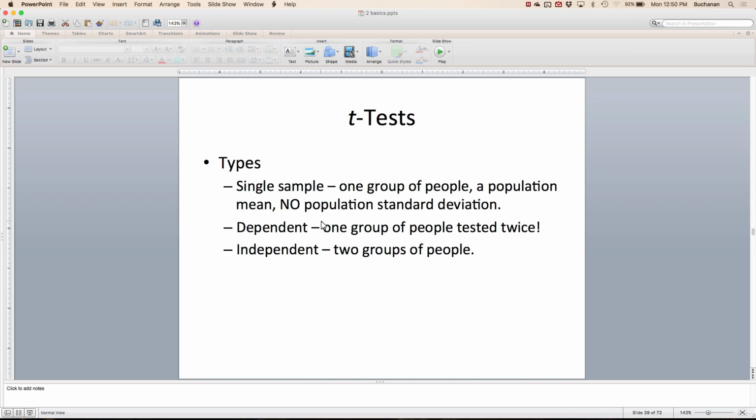If you did have the population standard deviation, it would be a Z-score. Like if you have IQ, you've got both. The population mean is 100, the standard deviation is 15, you would do Z. In this one, since you don't have a standard deviation, you do T. And because I used to talk about Z, and then I was like, no, I'm not doing that anymore.